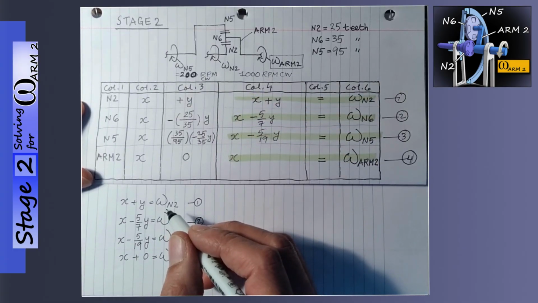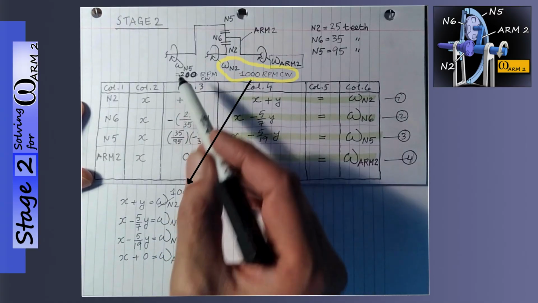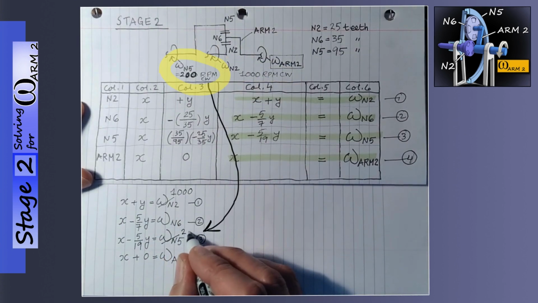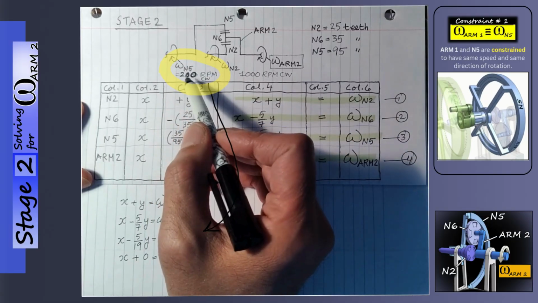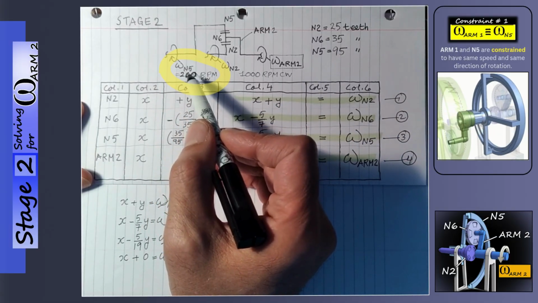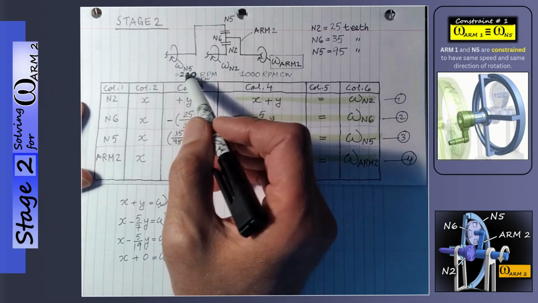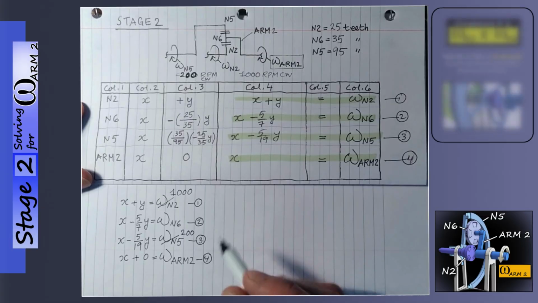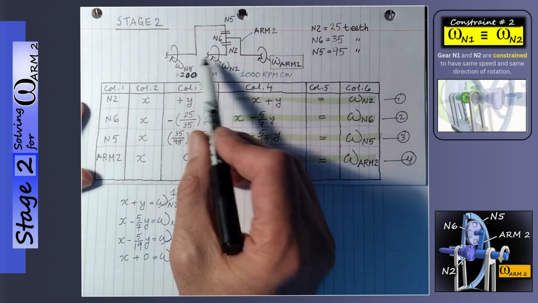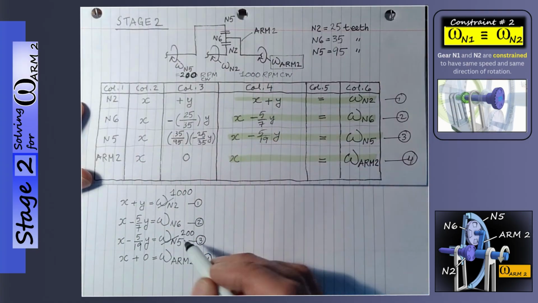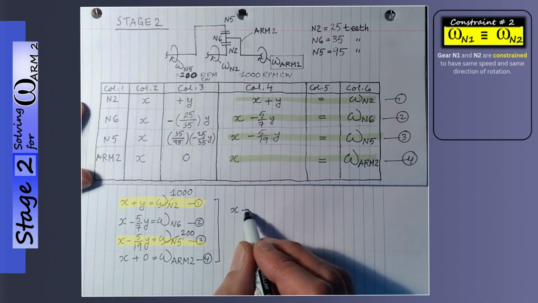Next, we replace what we know. So we know that omega N2 is 1000. And we know that omega N5 is 200. This is coming from this one. Once again, remember it was attached to arm 1 of stage 1, and we had just calculated that arm 1 was rotating at 200 RPM. So this becomes an input to stage 2. And also gear 1 was directly connected to gear 2, and therefore they will also rotate at the same RPM. Once we do that, we get two equations with two unknowns, which are x and y.